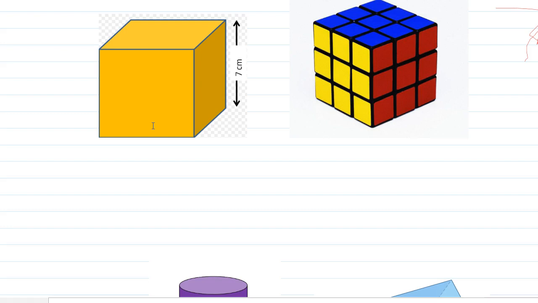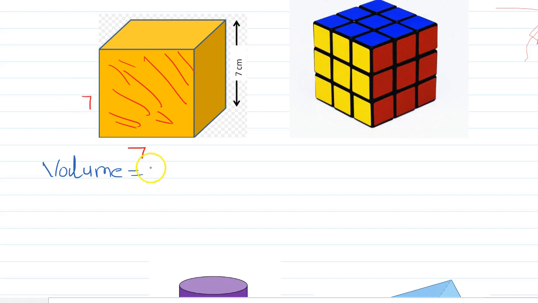So this is an example of a Rubik's cube, here 7. So if we need to calculate volume, so volume will be, if this is 7, so how can we calculate? So we can calculate like this. This is area of cross section, right? So this is also 7 and this is also 7. So 7 times 7, which is a square, and volume is area of cross section times length. Length is 7. So 7 times 7 times 7.